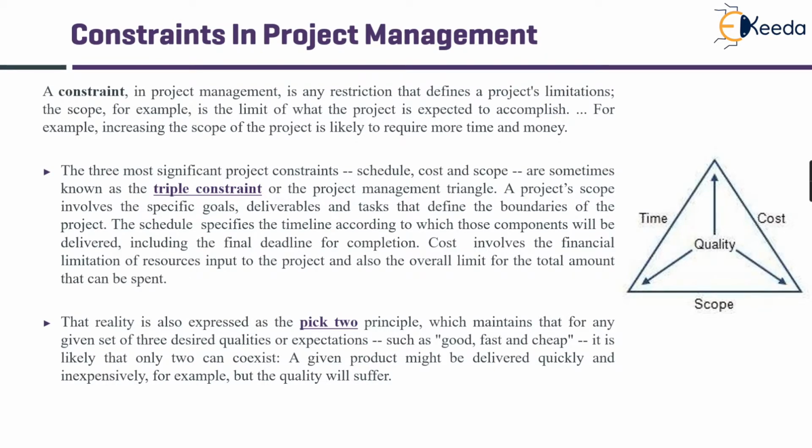However, we all briefly know that the triple constraints of project management are summarized as time, cost, and scope, all of which are majorly determined by quality in the center. A constraint in project management is any restriction that defines a project's limitations. For example, it is the limit of what the project is expected to accomplish. For example, increasing the scope of the project is likely to require more time as well as money. So, these triple constraints form the project management triangle.